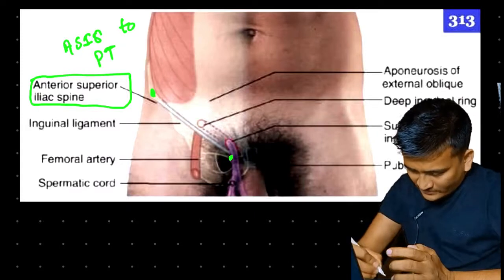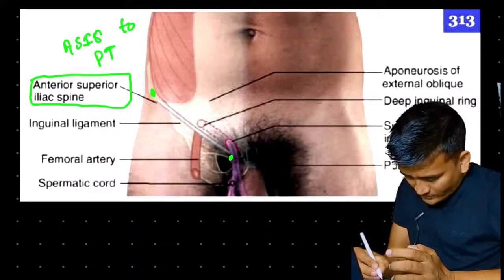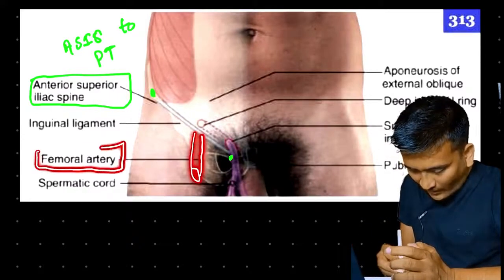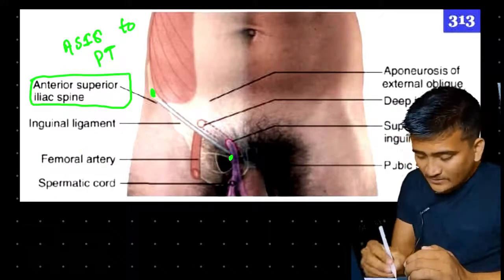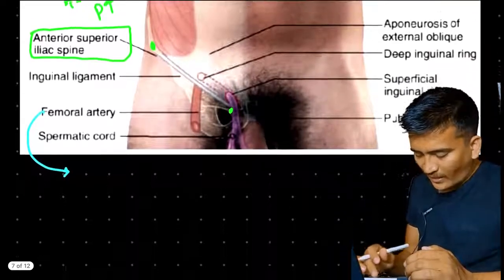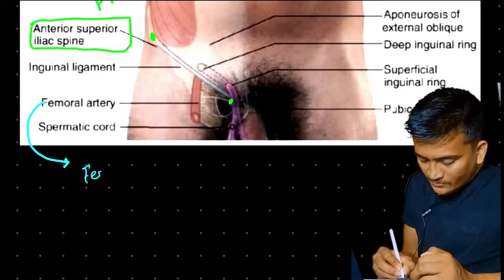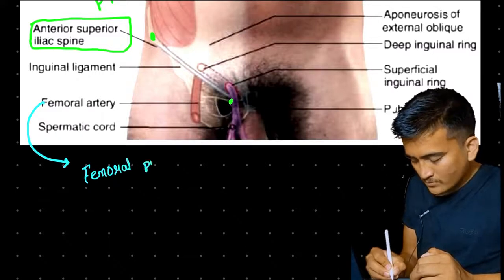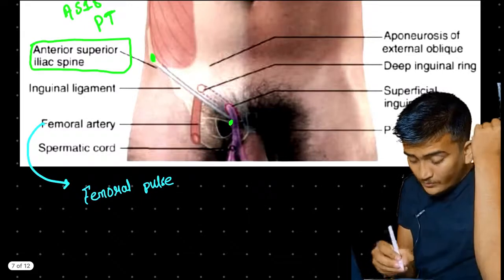Now this whole line includes the inguinal ligament. Here, if you concentrate, you will see one structure right here, and this structure is the femoral artery. What is the importance of the femoral artery? The femoral artery is the reason we are able to hear the femoral pulse. The femoral pulse is heard because of the femoral artery.